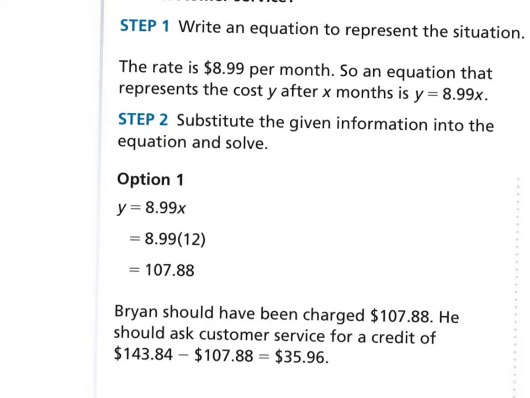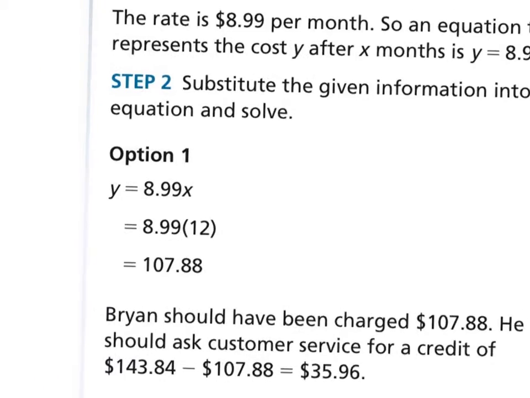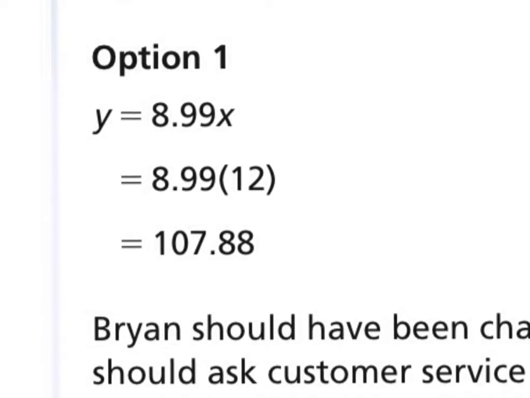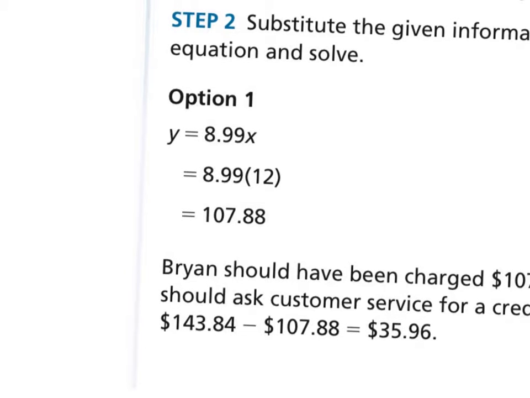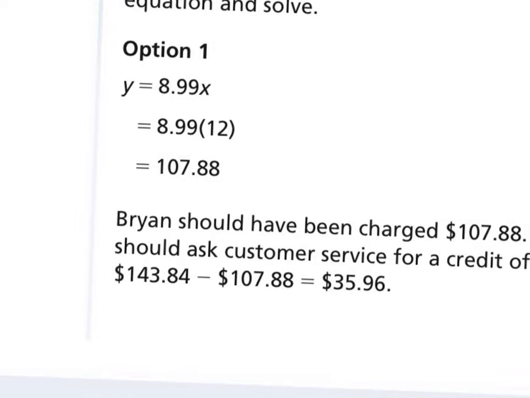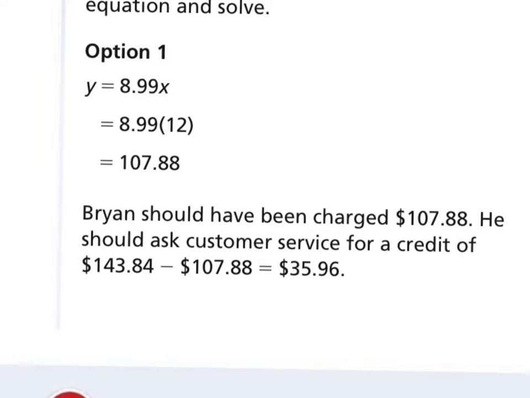And then we know a year is 12 months. So one way of doing that, we could substitute into the equation, or even without the equation, you could just do $8.99 times 12. That would be your cost for a year. So it should have been $107.88, and he actually got charged $143.84. So if you subtract, he got overcharged, looks like, by $35.96. Well then.